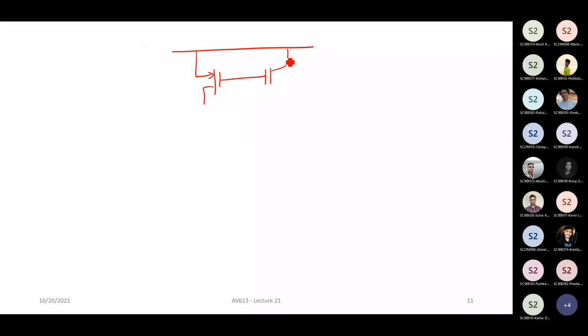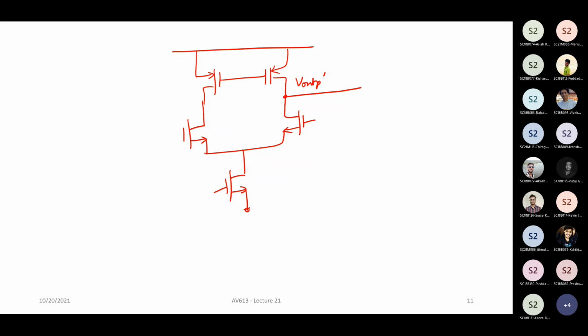There is a small trick. Let's say this is your main 5 transistor OTA. Now this is your output, let's say V out P. Let's call it V out P dash because it needs to go through a source follower. Now this voltage is actually a little on the higher side. It will be like how we saw earlier. This voltage is going to be greater than VDD by 2.